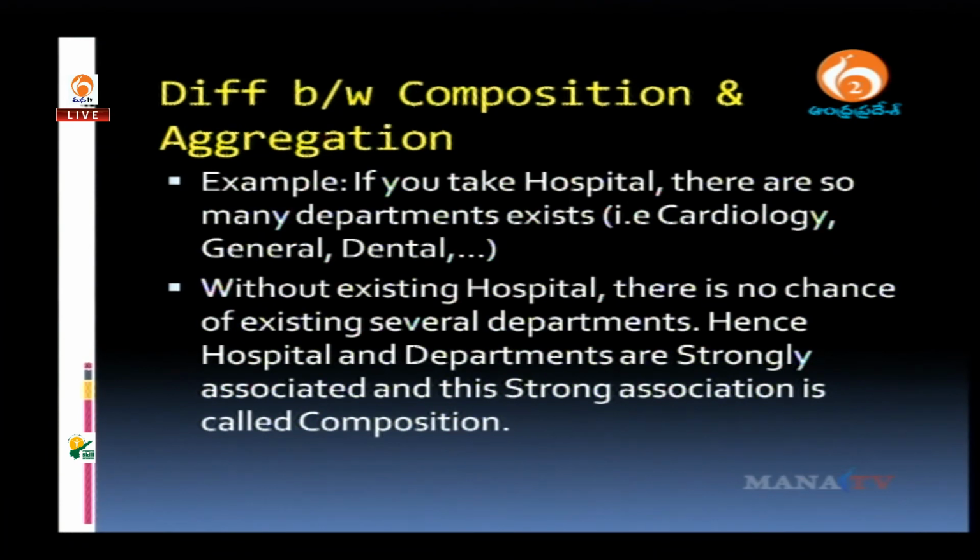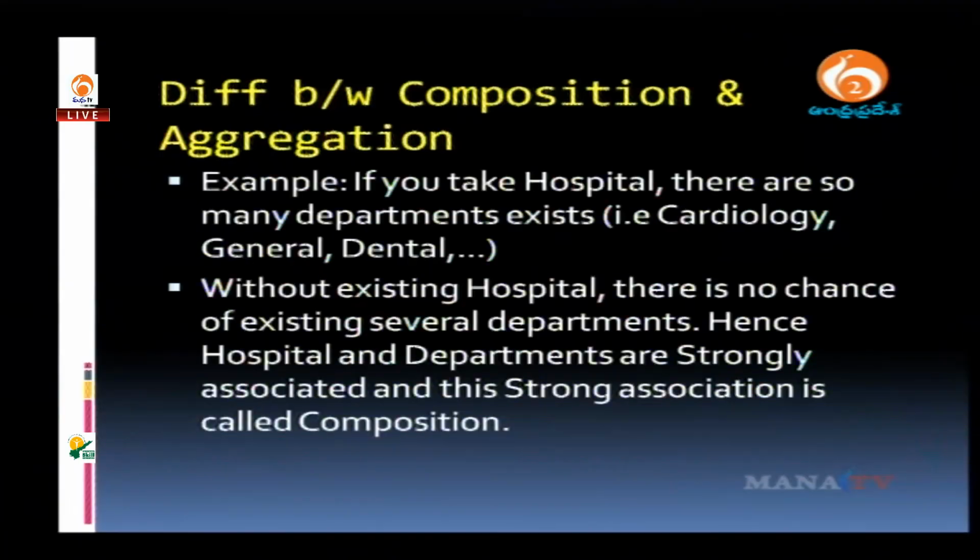Take another example: you can take any hospital. There are so many departments in that hospital: cardiology, general, dental. Here, hospital is a container object. The departments, such as the cardiology object, general medicine object, dental object, pulmonology department, and oncology department, are all contained objects.